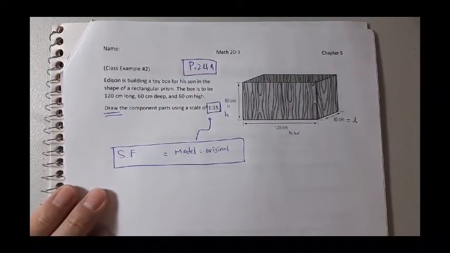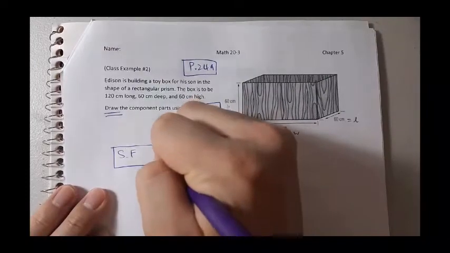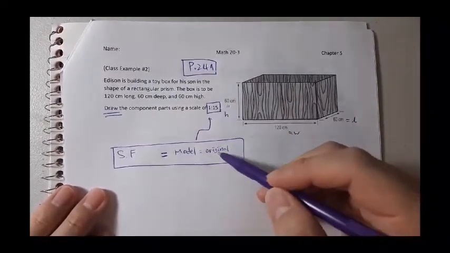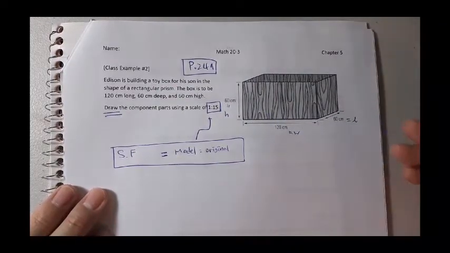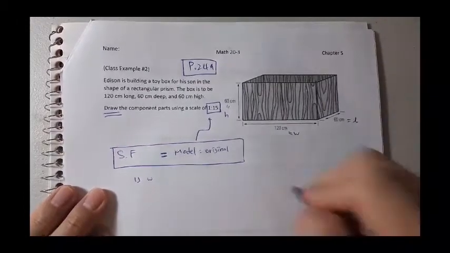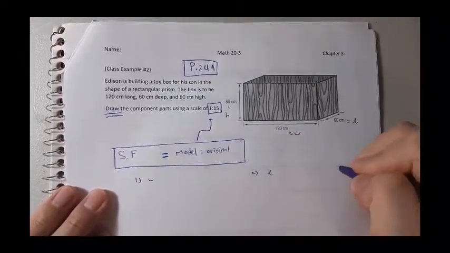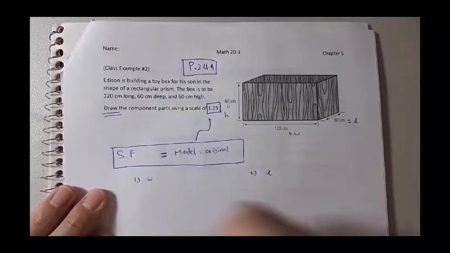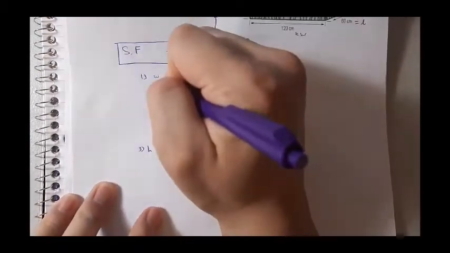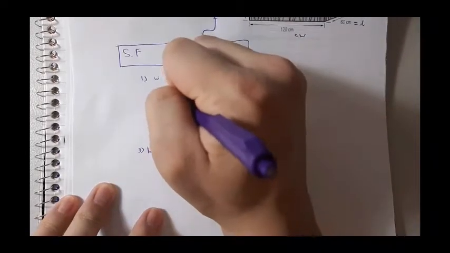Now, why I'm going into this formula is because we're going to use this 1 to 15 ratio for every single situation. So we're going to do first width, second length, third height, and then we're going to draw the whole thing. So without further ado, let's get this started. The question says the model to original ratio is 1 to 15. So I want you to put that.